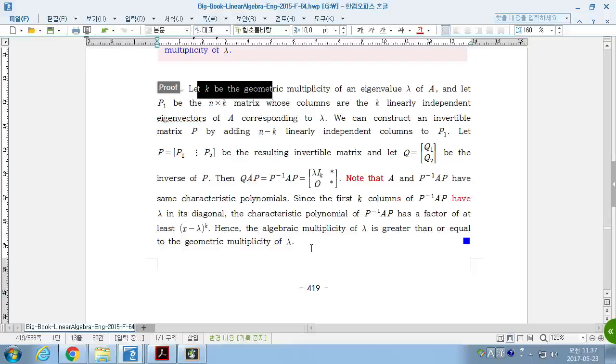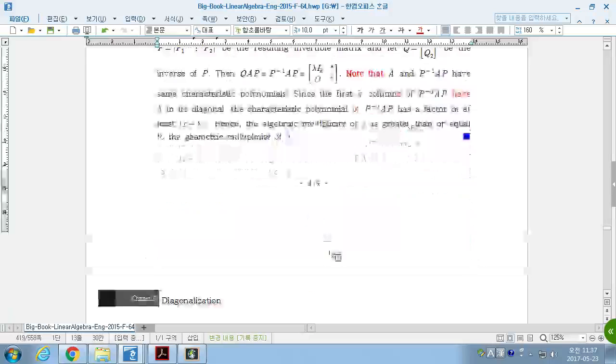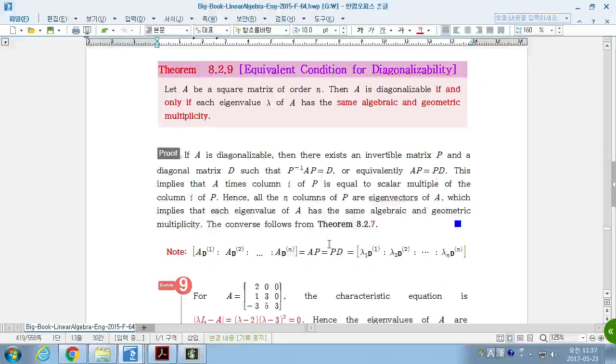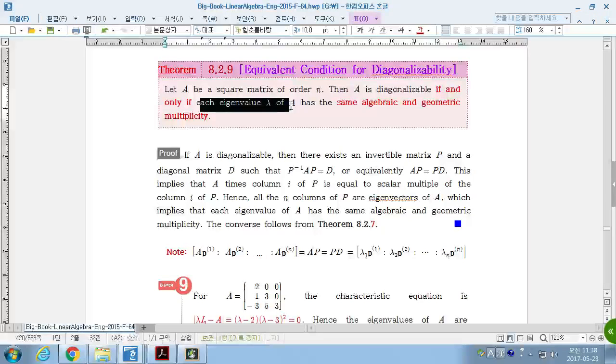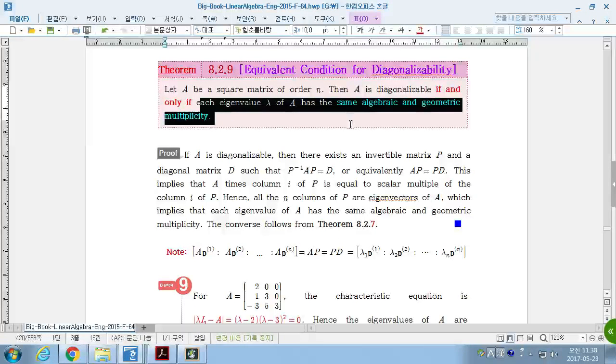So this explanation shows the algebraic multiplicity is always bigger than or equal to the geometric multiplicity of lambda. Okay, here, next. A square matrix A is diagonalizable if and only if each eigenvalue lambda of A has the same algebraic and geometric multiplicity.